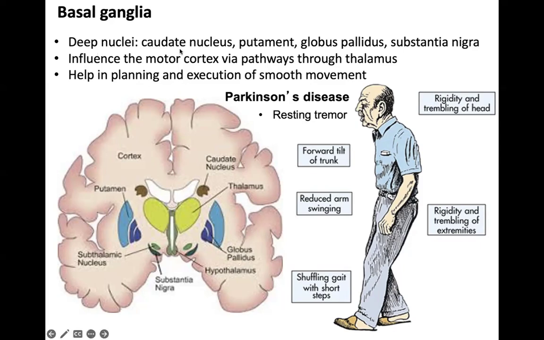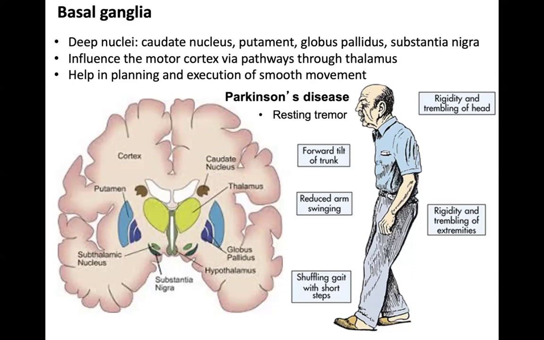Those nuclei include all of these colored areas right here: caudate nucleus, putamen, globus pallidus. You don't have to remember these names. Again, we don't emphasize anatomy too much here, but we are familiar with the term basal ganglia.